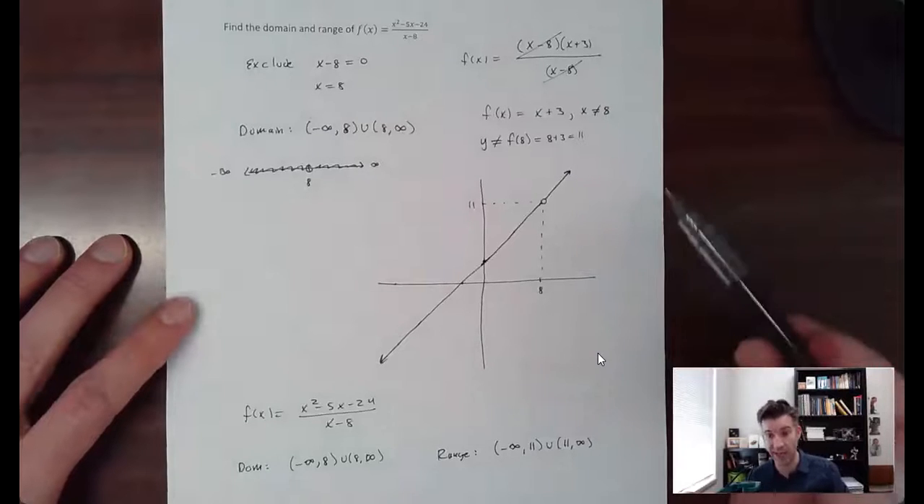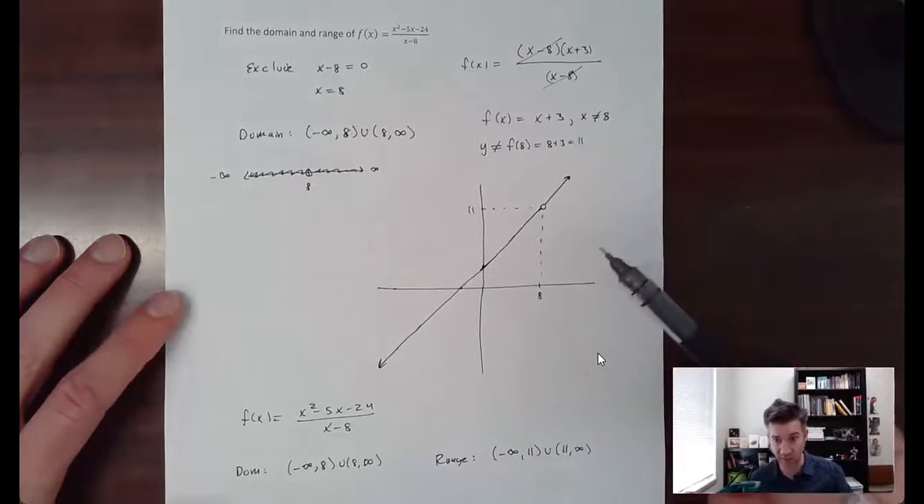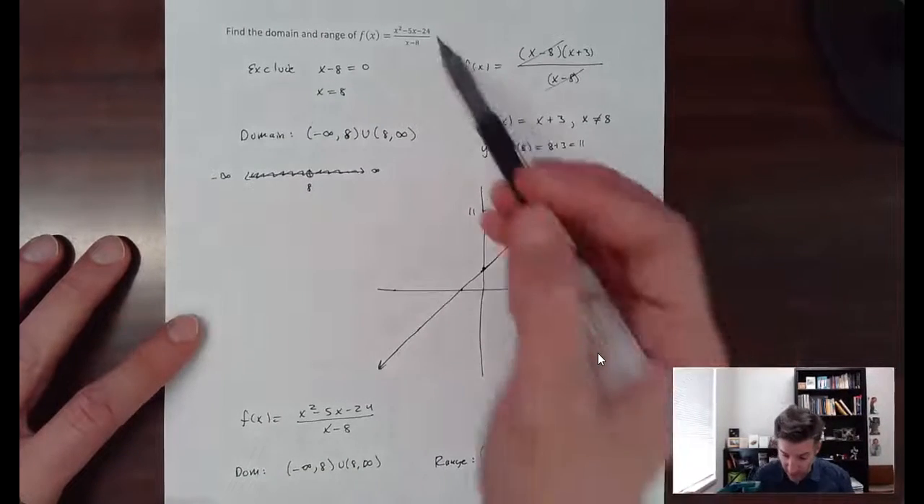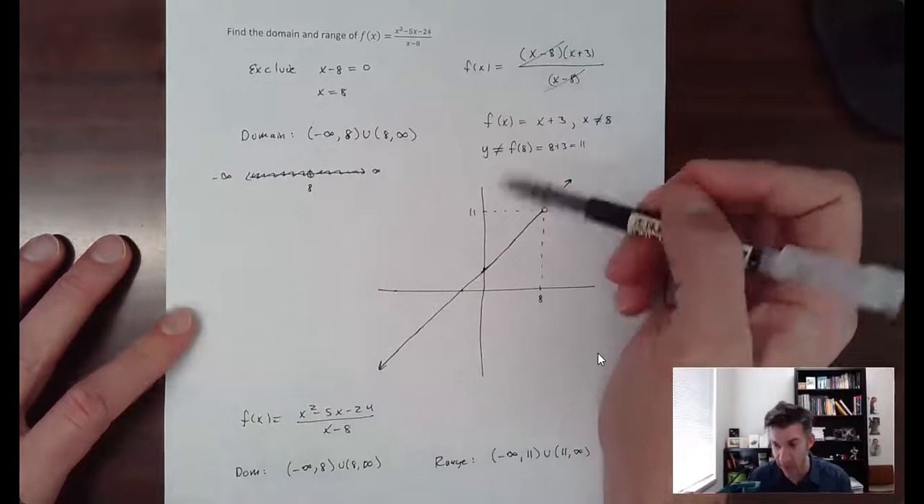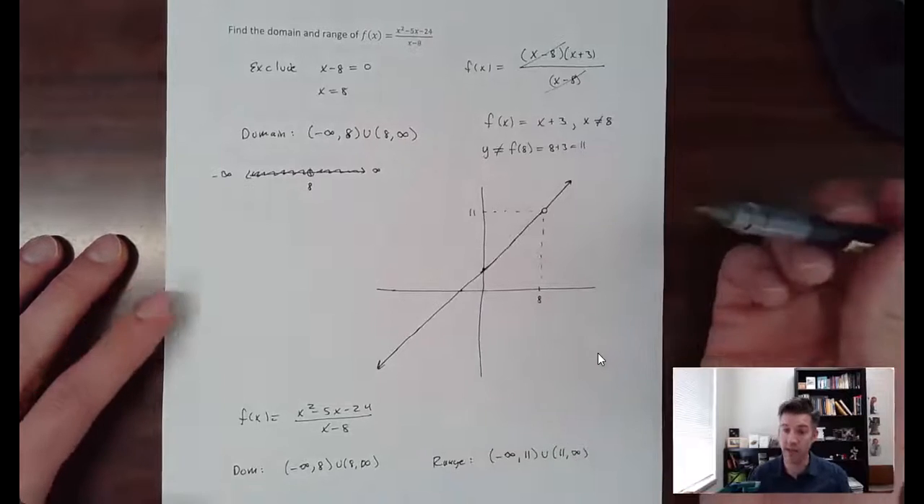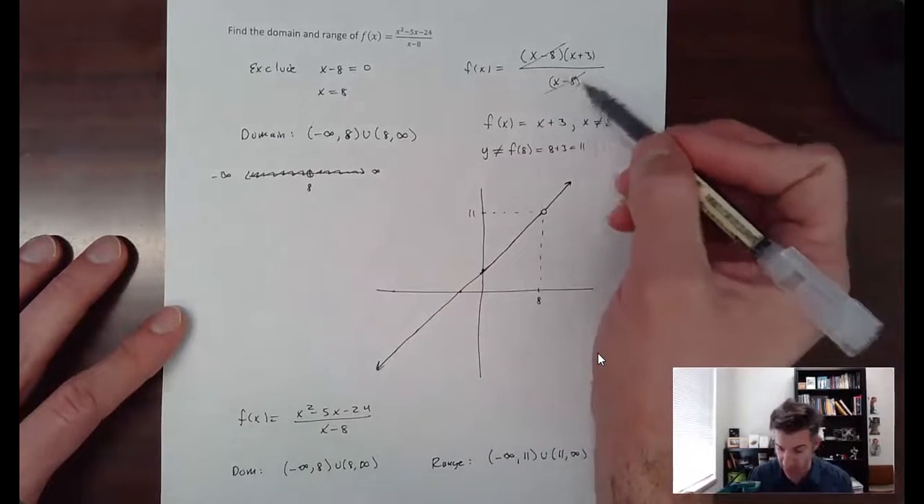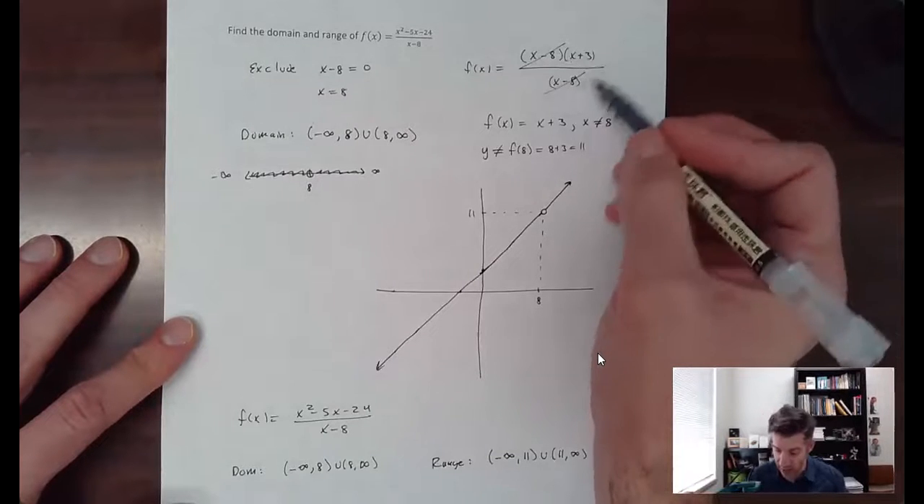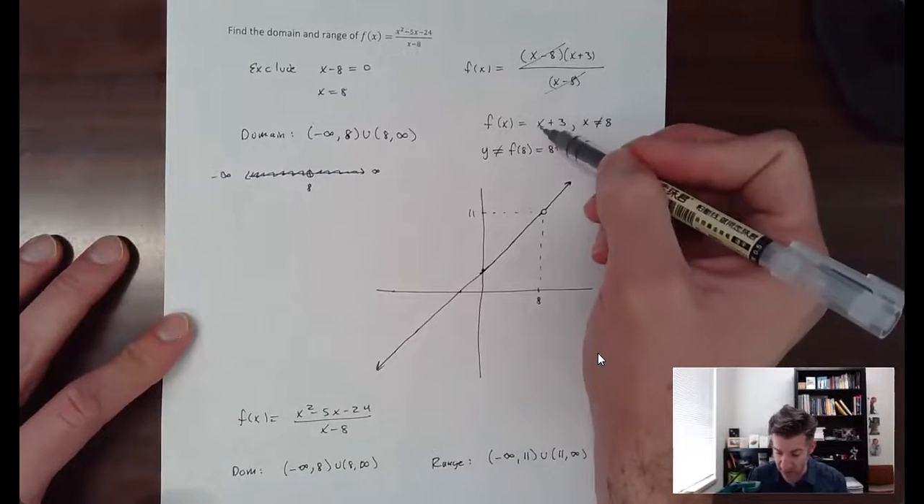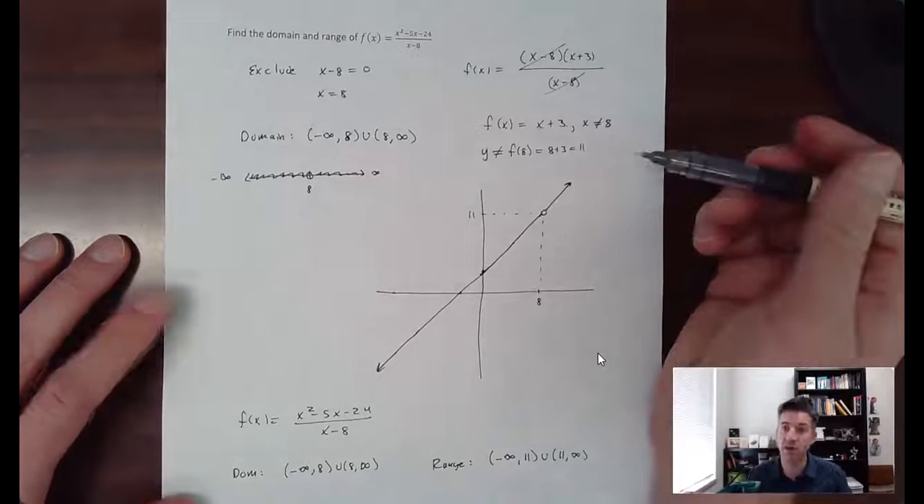There's definitely a homework problem like this. So that's one of the reasons I want to do this example for you guys. But that's kind of the idea. If you have something where you can cancel a factor from the top and the bottom, you're going to have a hole at the place where x would have made those things equal to 0. So we have a hole at x equals 8, and the corresponding y value that we're missing is 8 plus 3, which is 11. So hopefully that helps.